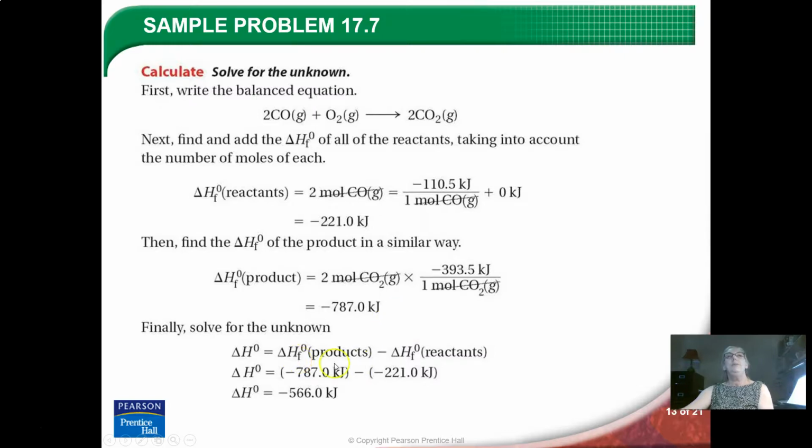So we're going to have the products minus the reactants. The products are CO2. We're going to use the CO2 number here, minus the reactants. Anything all by itself, diatomics, are 0, so that's what we got when we looked at the chart. But we did have a number for this, and we figured it out to be negative 221. So this minus that is going to give us this answer. So delta H of products minus delta H of reactants is the way we do these things.